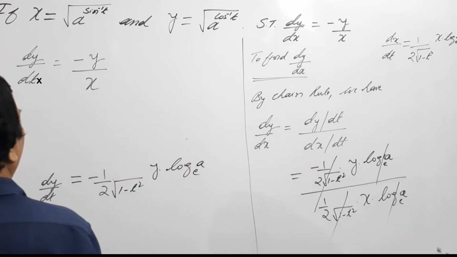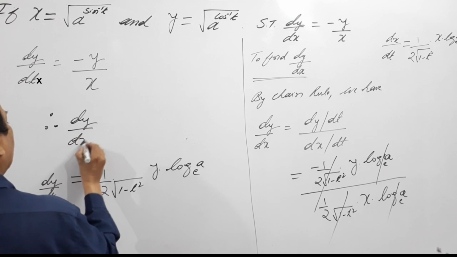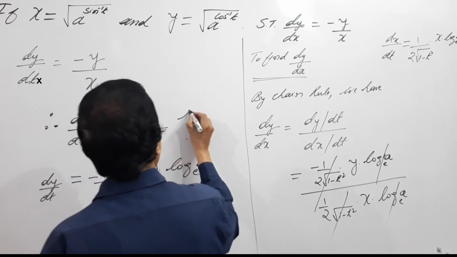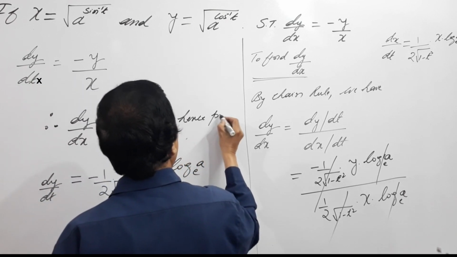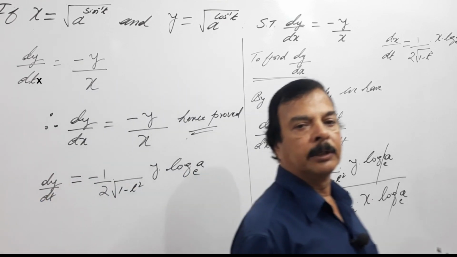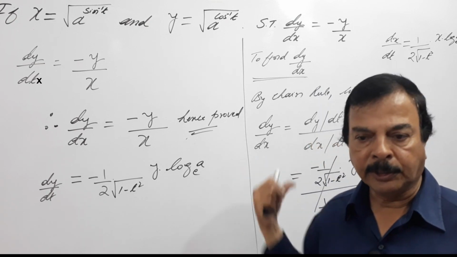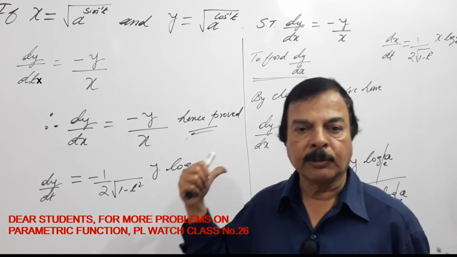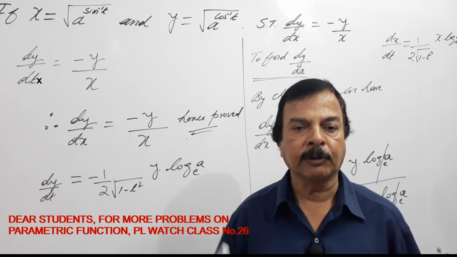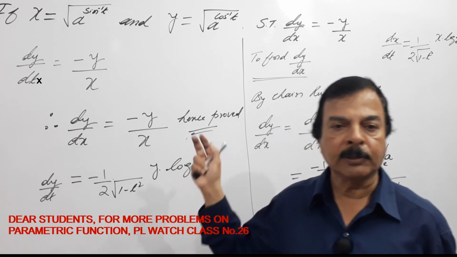So therefore dy by dx equals minus y by x. Hence proved. Dear students, if you can do this problem independently without seeing these notes, for that you need to practice. Once you have practiced, if you do this individually without anybody's support, believe me, you have learnt differentiation, because this problem involves many things.